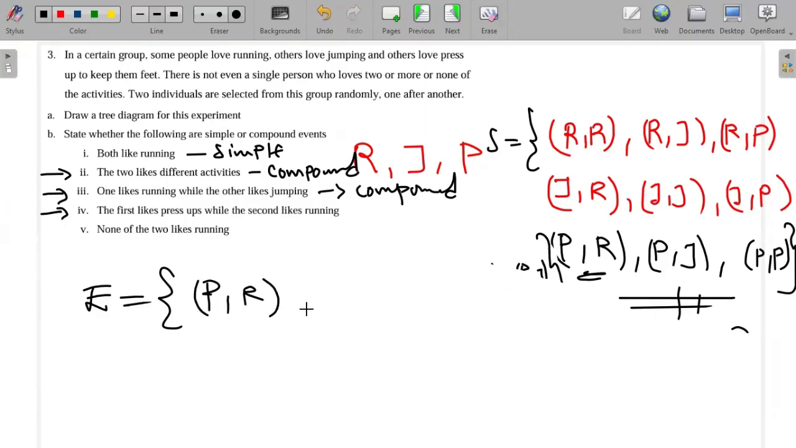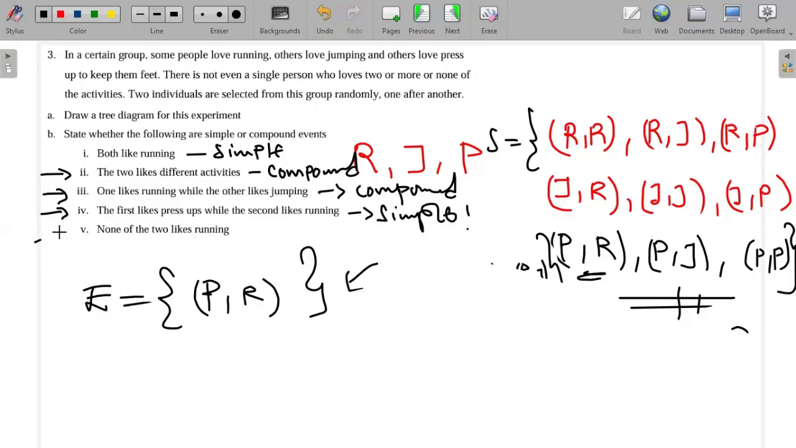Okay, so is there anything again that starts with the press ups and then the running? No. So here there's just what? One event. One outcome. So this one is going to be called a simple event. So that's how you judge.